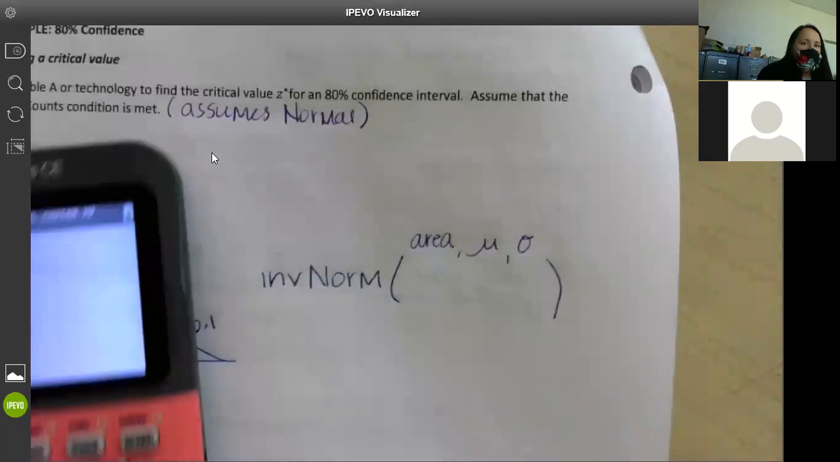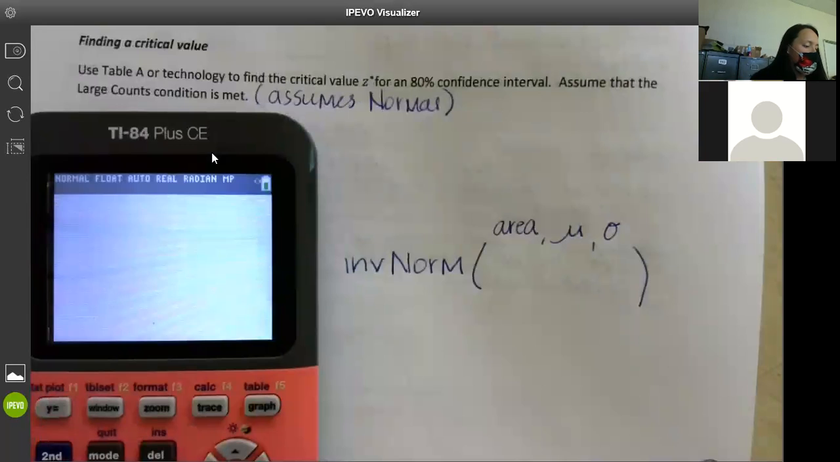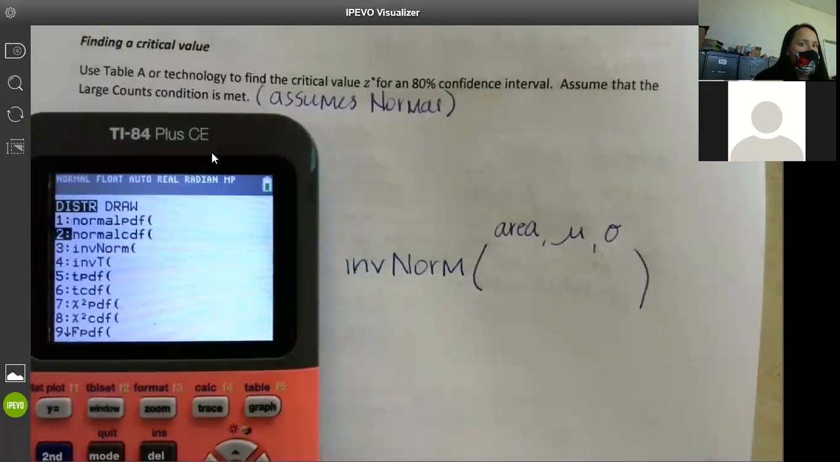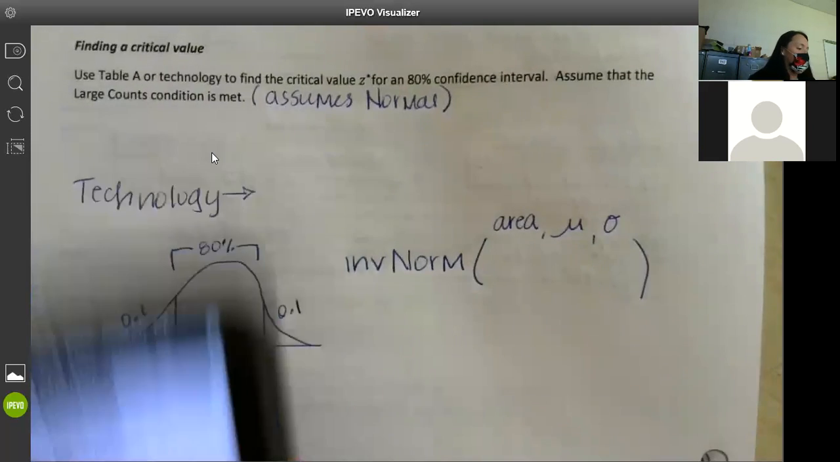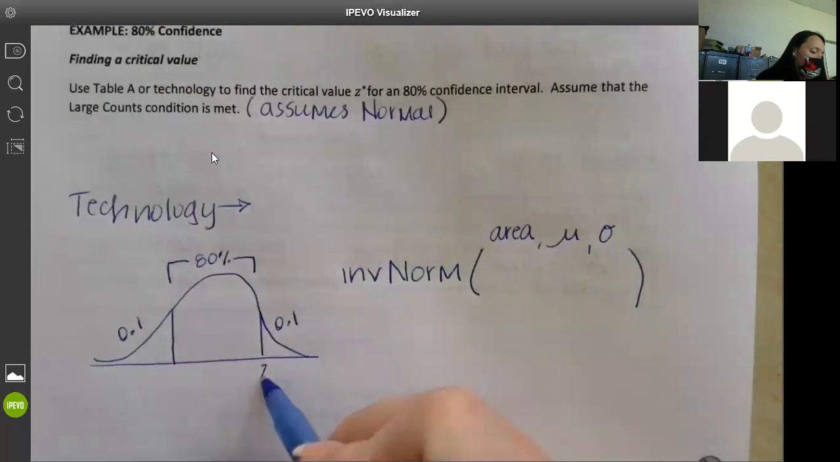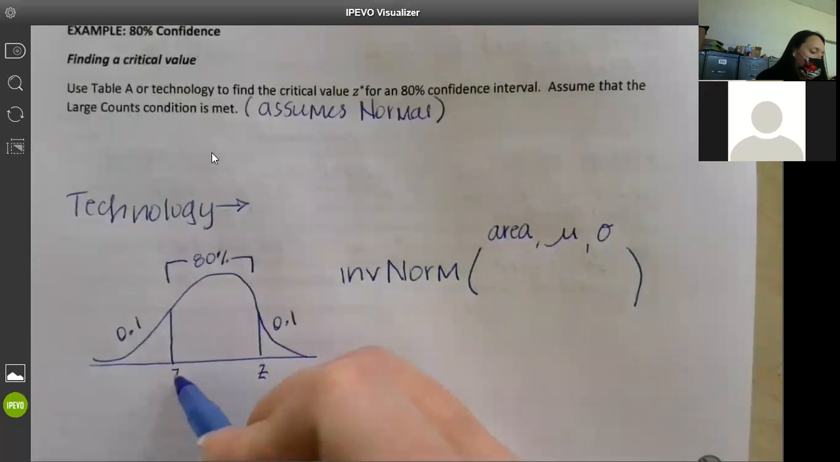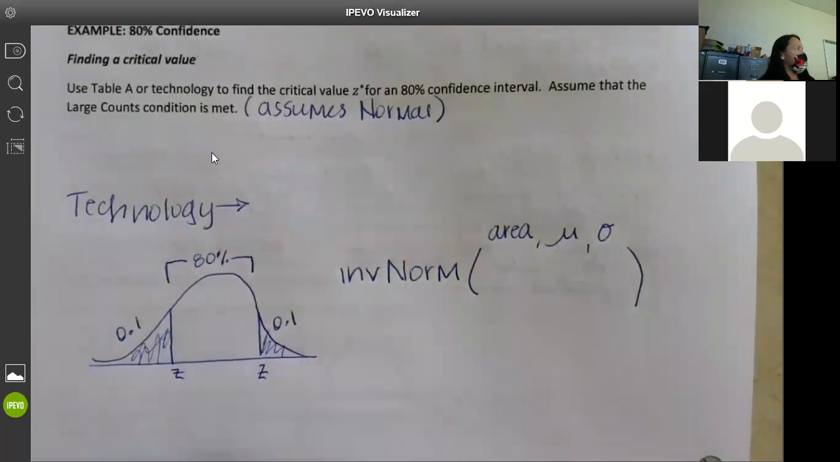So in our calculator, second vars, inverse norm. What's our area we're looking for? Here's why. We need this number right here. The way we do that is we get rid of these numbers.